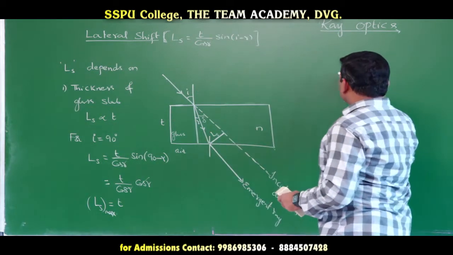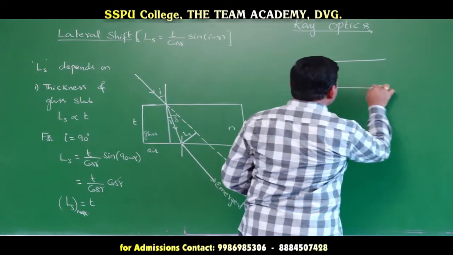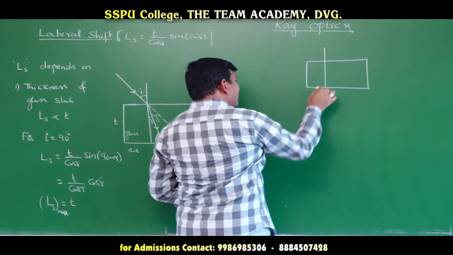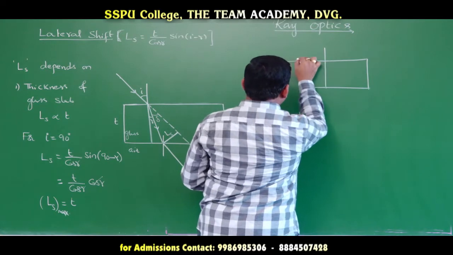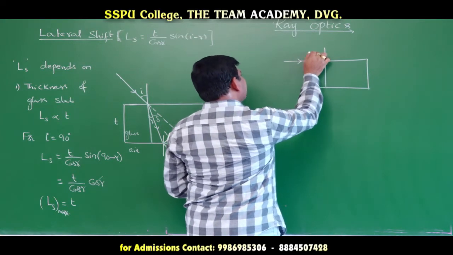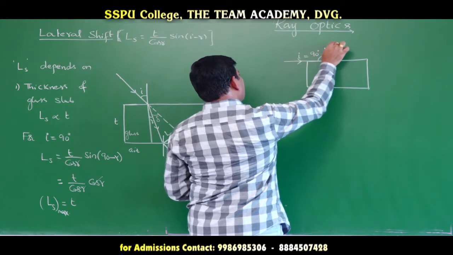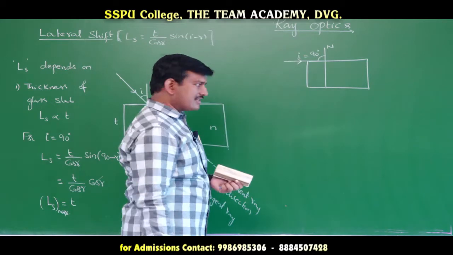That means I will draw the ray diagram here. For i equal to 90 degrees, what is going to happen? This is the normal line, and here the light ray is incident in this direction. This is the incident ray direction, so this angle is 90 degrees. The angle between the incident ray and the normal line is said to be the angle of incidence.